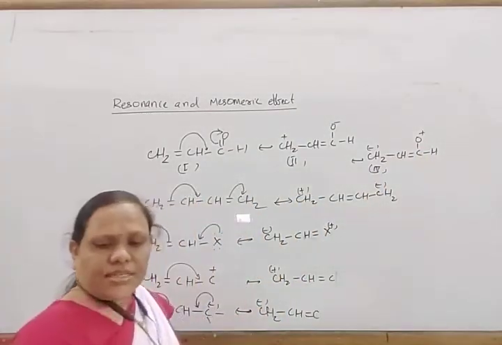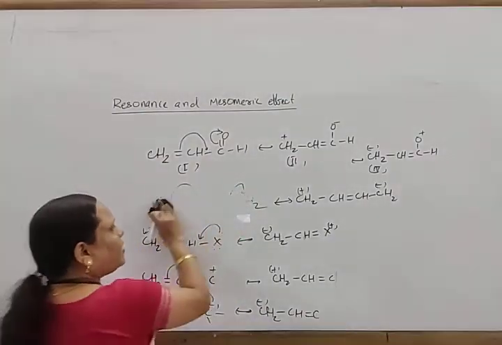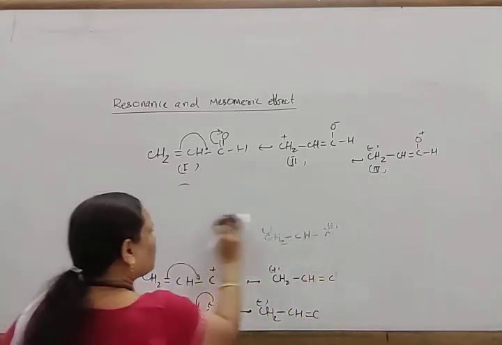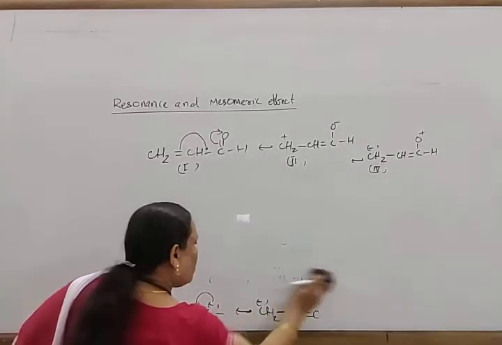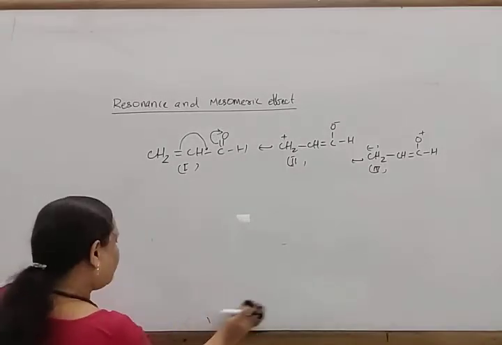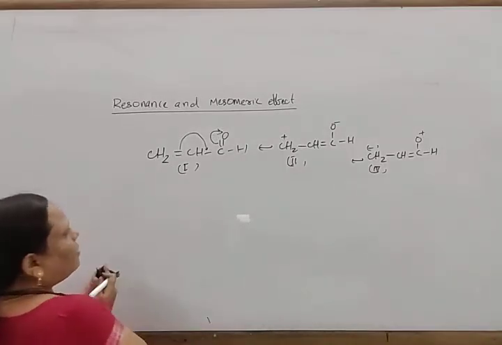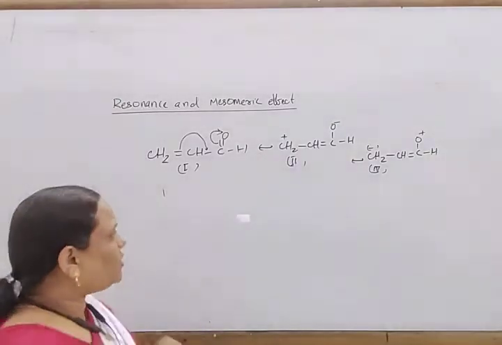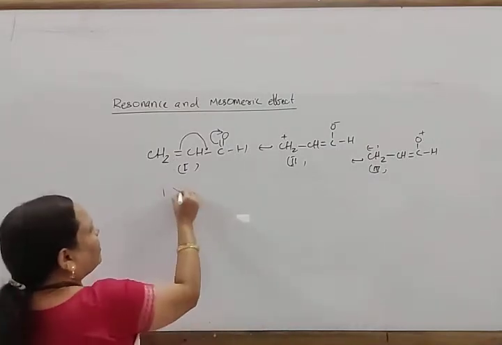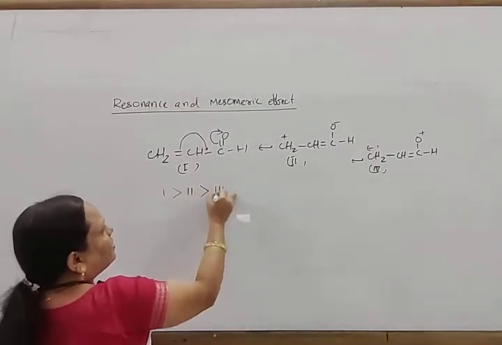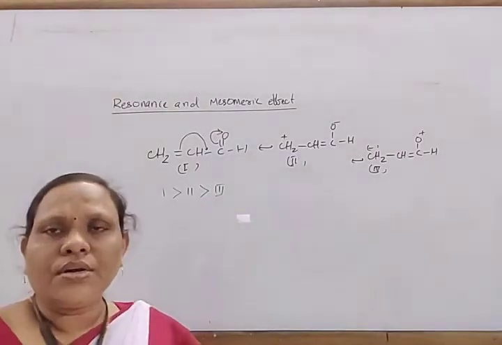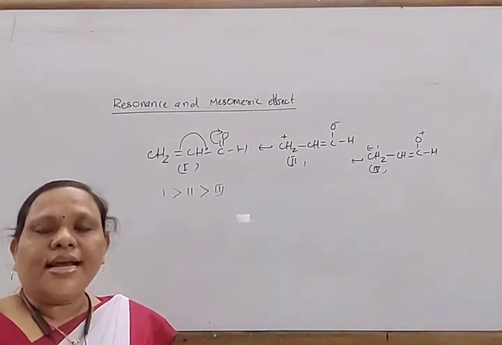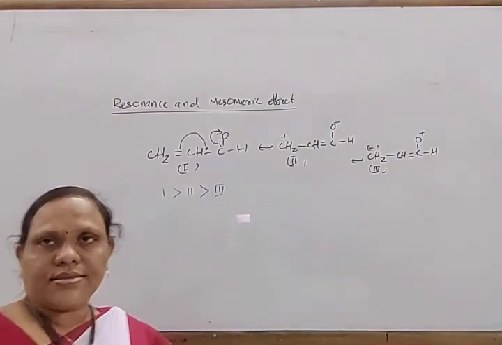So if we write the resonance structures, then what is the stability order of the different resonating structures? Structure 1 is more stable, then structure 2, then structure 3. That means it has more contribution towards the resonance hybrid. Okay. So write down what resonance is and what the conditions for resonance are.